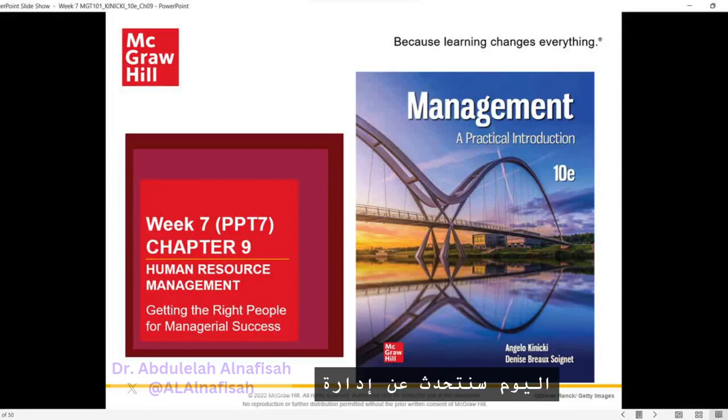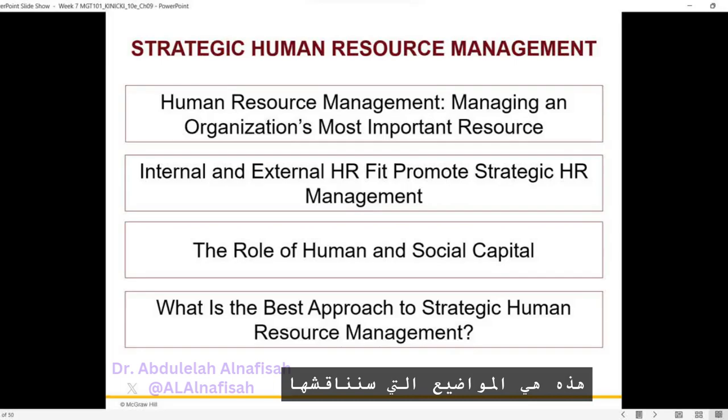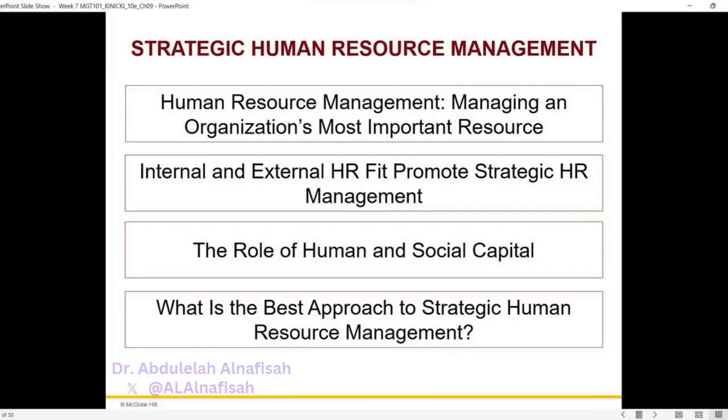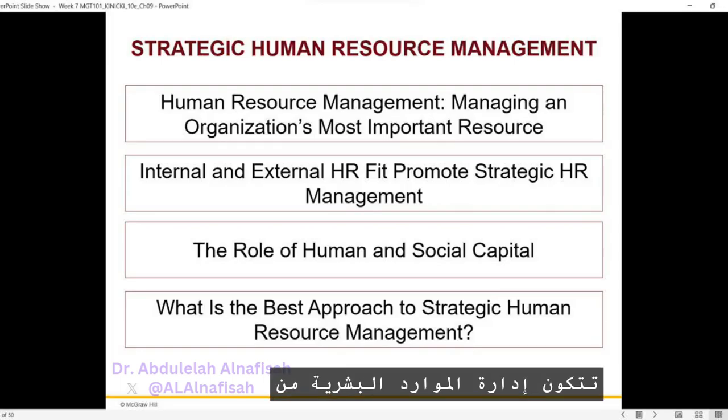Today we will talk about human resource management. These are the topics we will discuss in this chapter. Human resource management consists of the activities managers perform to plan for, attract, develop, and retain an effective workforce.